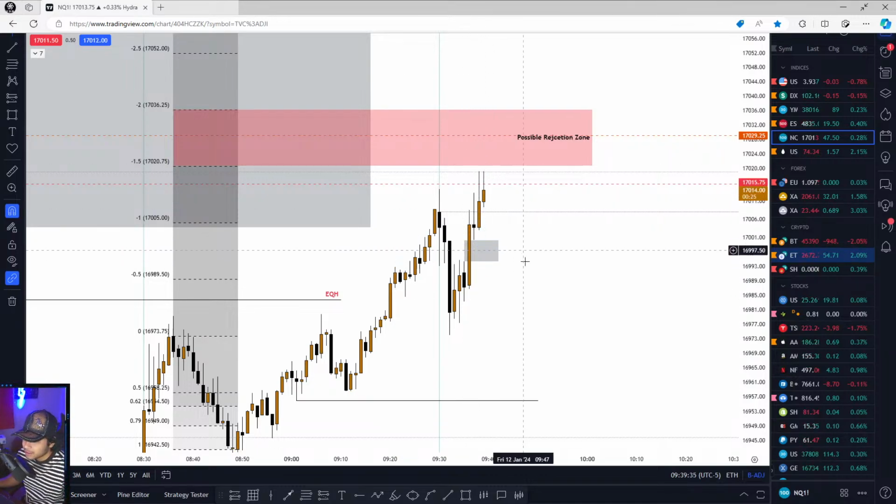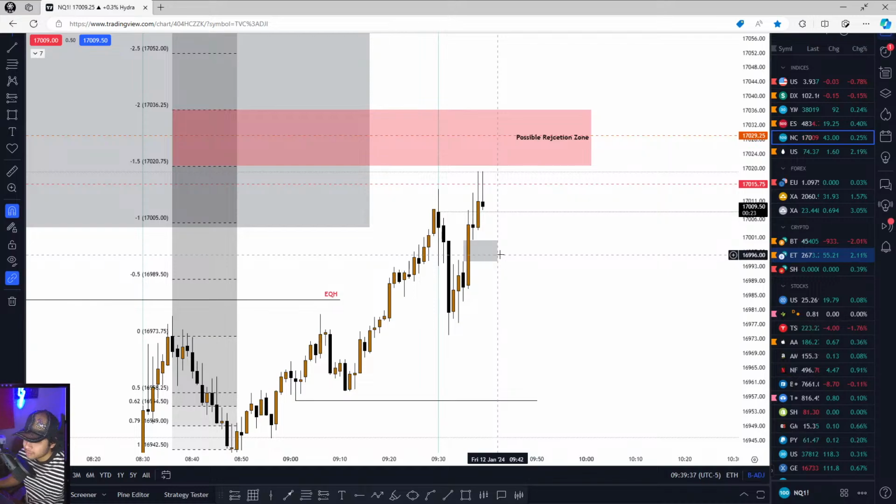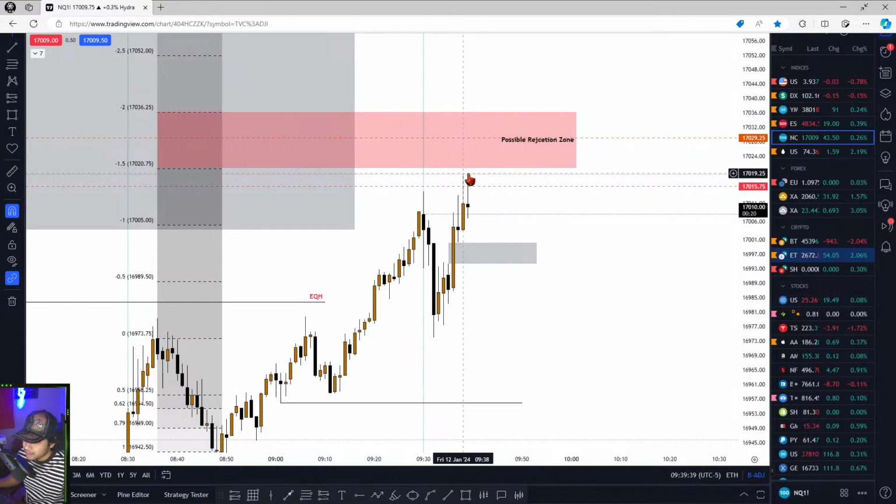This fair value gap right here, if it's turning into an inversion, again, we generated equal highs. So now is the time to look for SMT. Look for SMT. So also do that, guys. Do not rely on me.